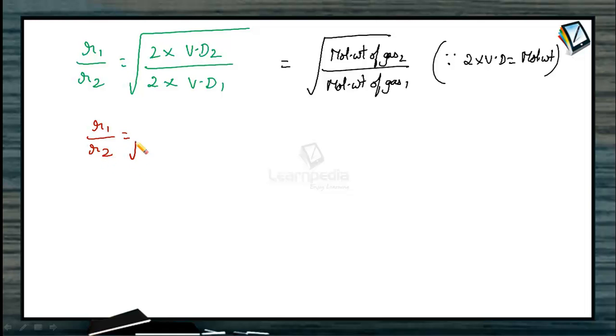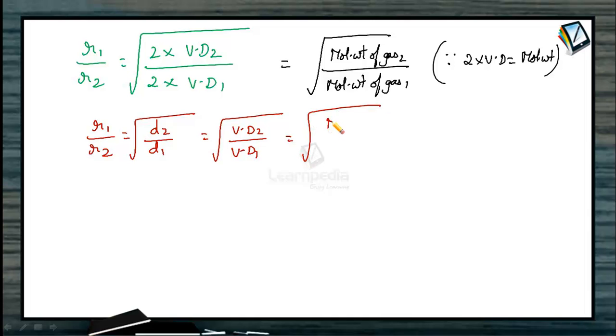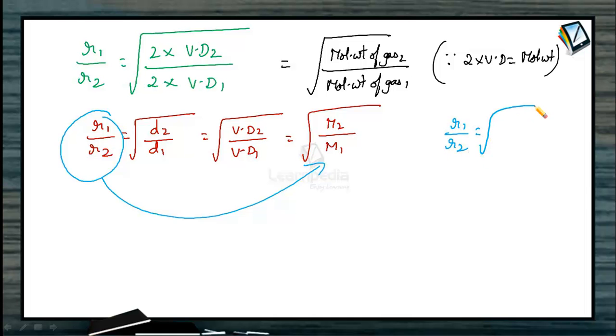R1 by R2 is equal to root over D2 by D1, which is equal to root over VD2 by VD1, which is equal to root over M2 by M1. So for the majority of numericals, as they mention the names of the gases, definitely we can compare the rate of diffusion with their molecular masses. Means R1 by R2 is equal to root over M2 by M1, because from the names of the gases, we can definitely get their molecular masses.